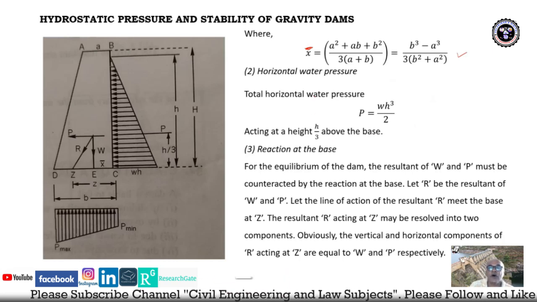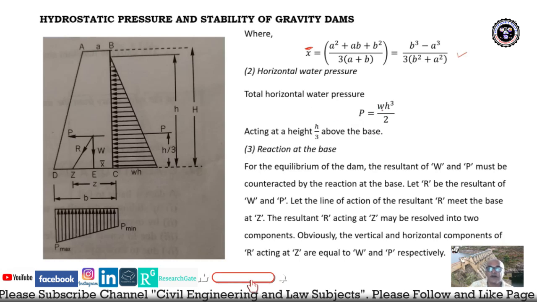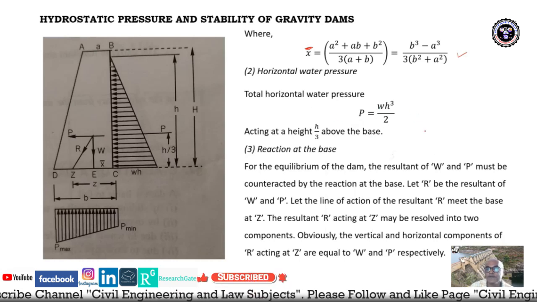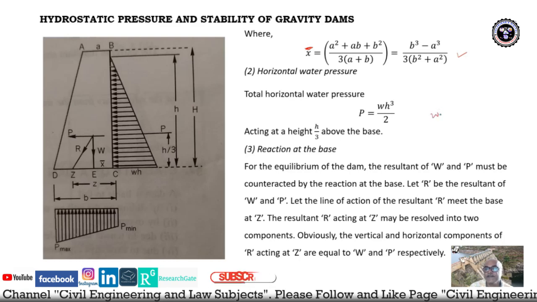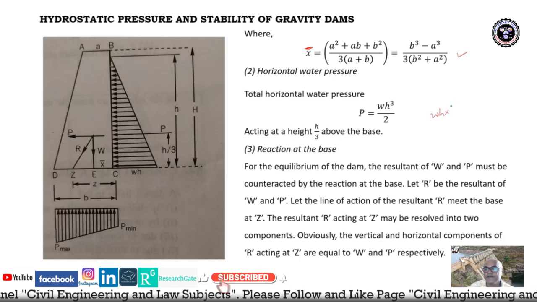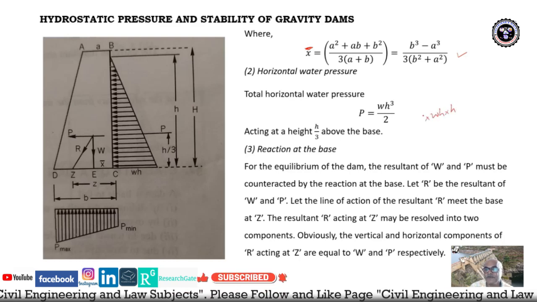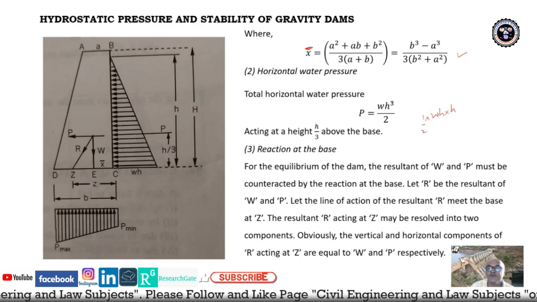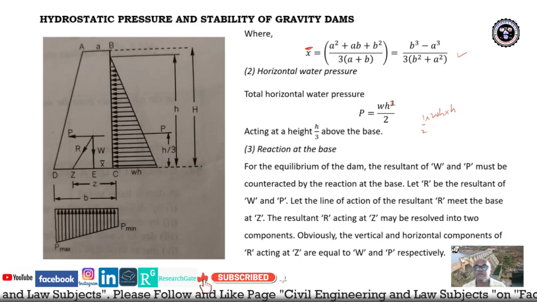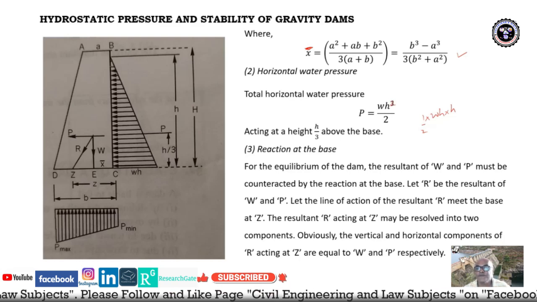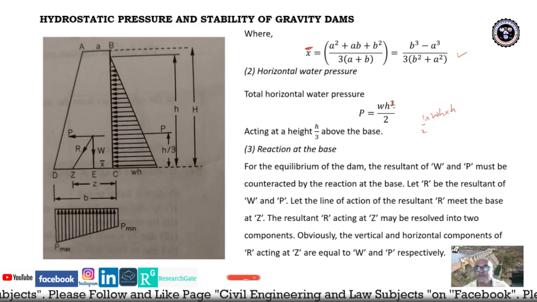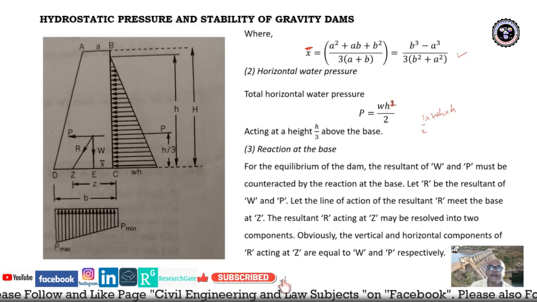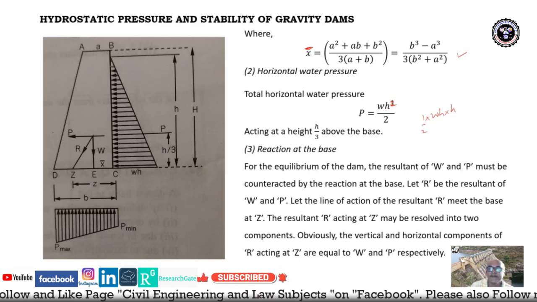Then horizontal water pressure P is w into h into h into half, a triangle. So P is equal to w h square upon 2. I think it is w h square upon 2. Yes, w h square upon 2 here, acting at h by 3 above the base.